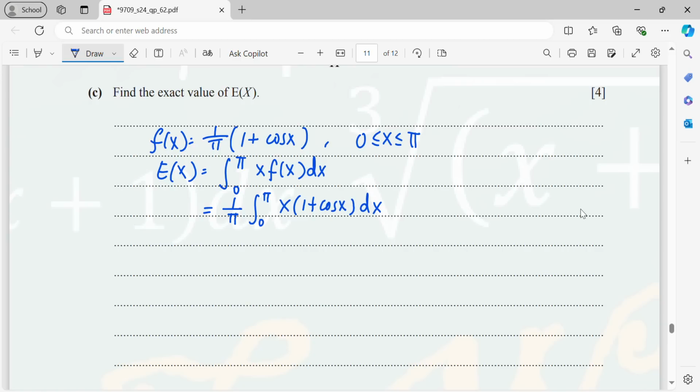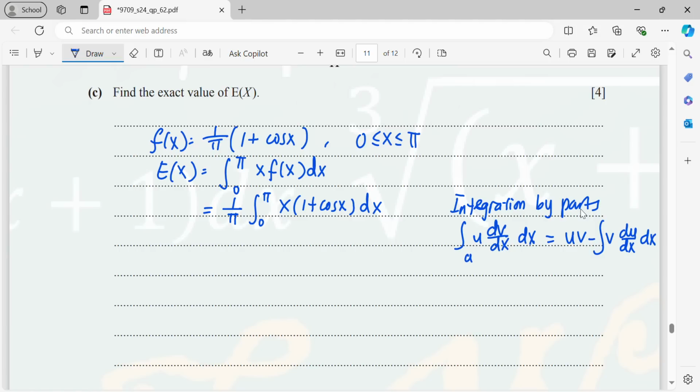Okay, so for this integration, you have a product of two terms. One is x, another one is 1 plus cos x. Therefore, I'm going to use integration by parts, because both are different types of functions. The formula is the integral of u dv/dx equals uv minus the integral of v du/dx with respect to x. If you have limits a, b, then you just add on the limits accordingly. This is the integration by parts.